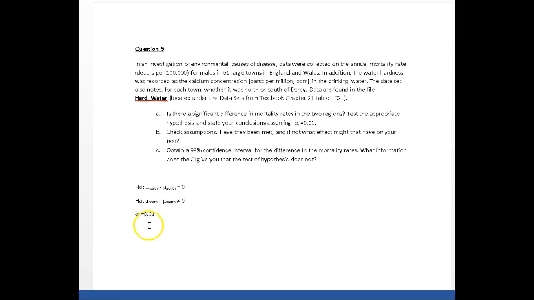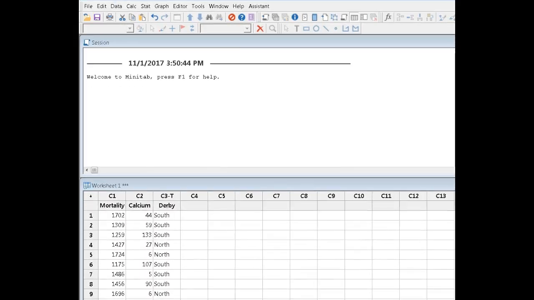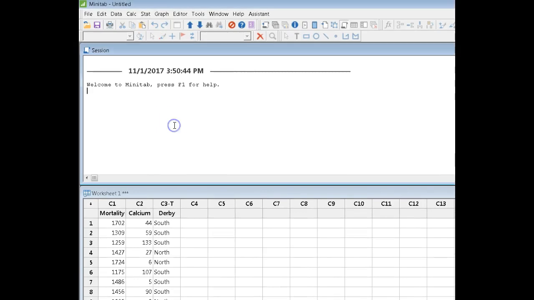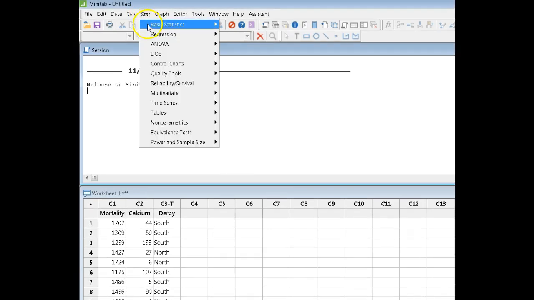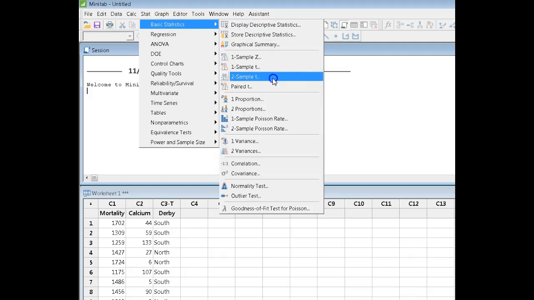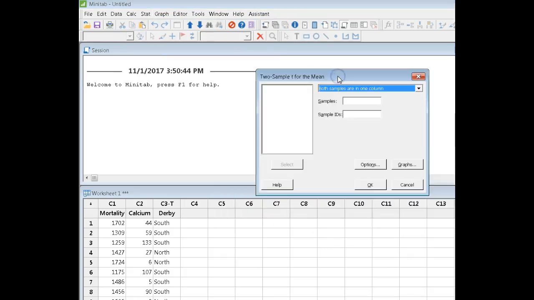We're just going to go into Minitab and we're going to run the test. Okay, we've decided it's going to be a two-sample t. So under Stat, Basic Statistics, Two-Sample t. Now note the way that your data are in here, because they're a little bit different than what we've seen before. All of our data are in column C1. So both of my samples are in one column.